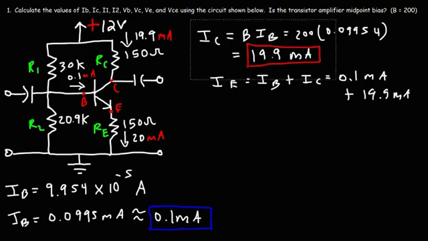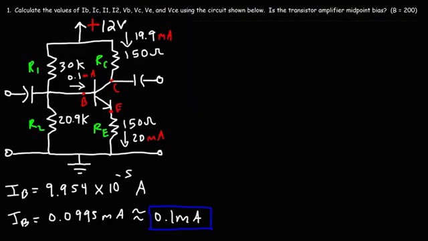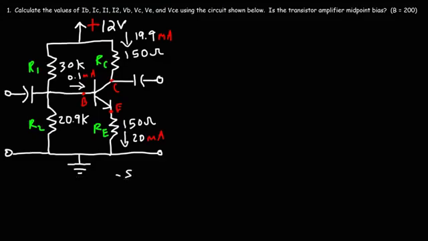Now let's clear away a few things just to have some extra space to write. Now that we know the emitter current, we can calculate VE. VE, the potential at point E, is basically the voltage drop across RE. So it's going to be IE times RE.